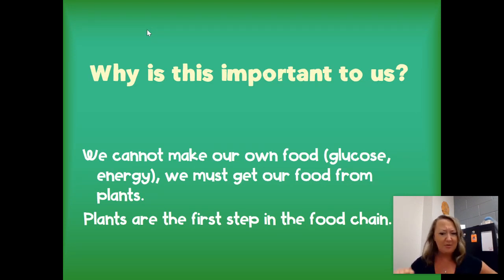If you're thinking in your head, well, Miss Young, I could just eat steak all day. I don't have to have vegetables. Well, that's fine. But what does the cow eat? Cow eats grass. Grass is a plant. So we have to have plants to be able to go through all of the processes that we need to go through. And so plants are vitally important to life on our planet.